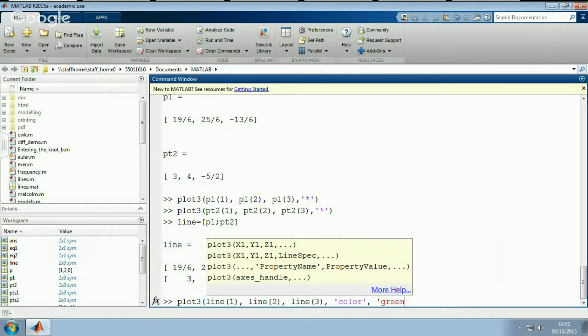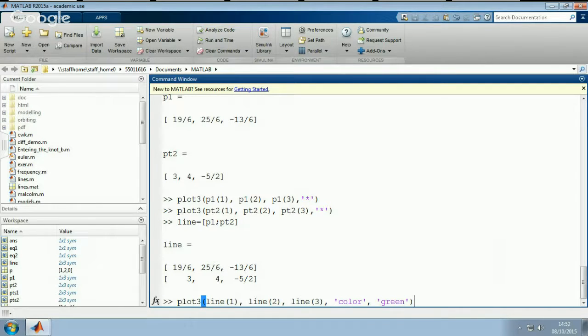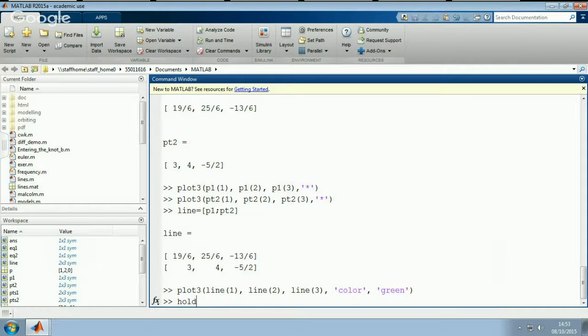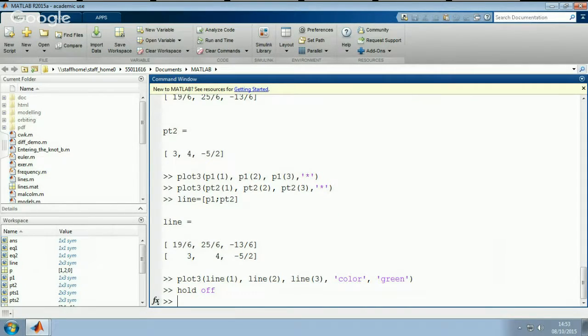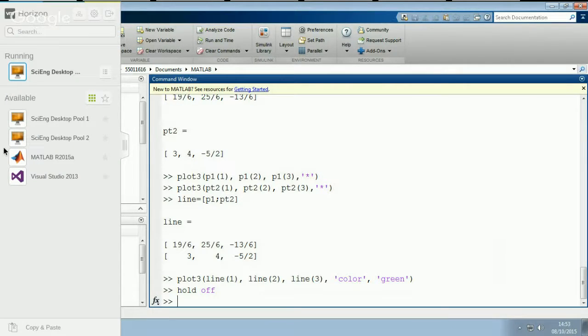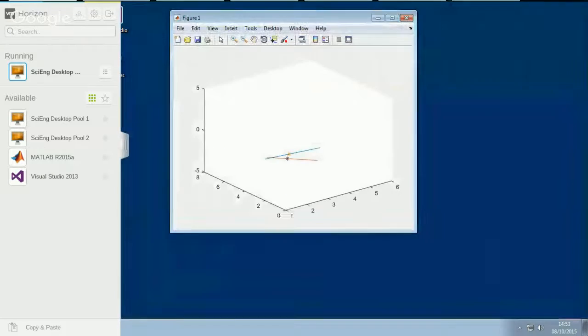I think the other stuff will be blue, or I think this version might change the color every time you add something new. Anyway, so this will be a line from this point to this point. So this should be the shortest distance line on the thing. So finally, we can do hold off to close the figure and to get the figure to come up. It should just be behind this. There it is.